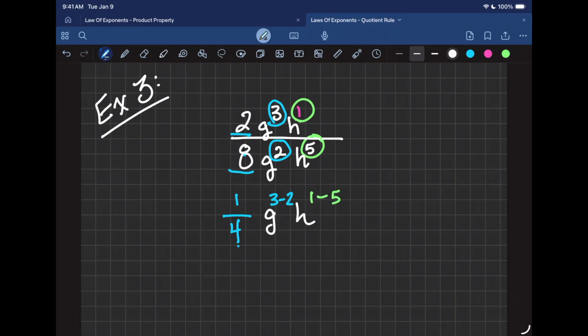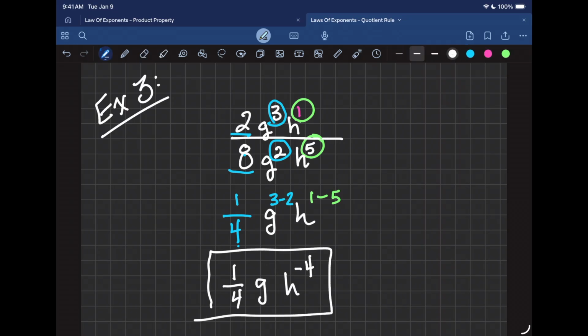So cleaning all of this up, we are going to have 1 over 4 times g to the power of 3 minus 2, which is 1. And then we're going to have h to the power of 1 minus 5. 1 minus 5 is negative 4. And then I'm going to go back and I'm going to erase that exponent of 1 because remember, in our final answer, we do not need that. And that would be it for this video. In another video, I'll show you how to work with negative exponents.